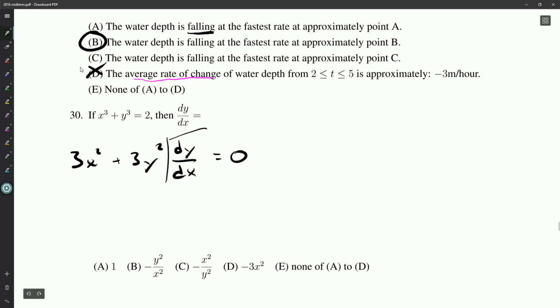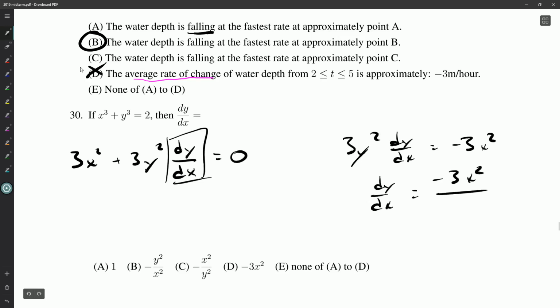Now I just want to isolate for dy by dx. So we'll bring the 3x squared over to the other side, and divide by 3y squared. The 3's cancel out. And we're looking at negative x squared over y squared. And that is C. And there we go.